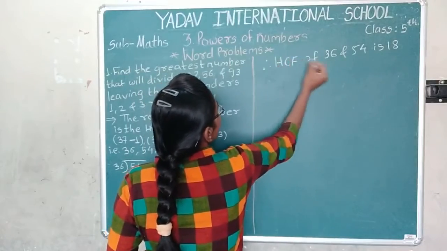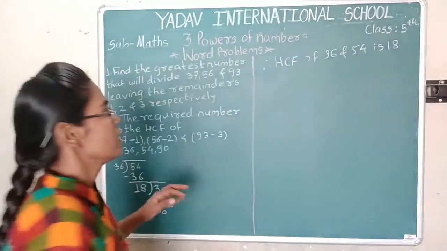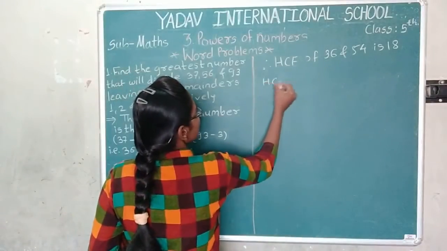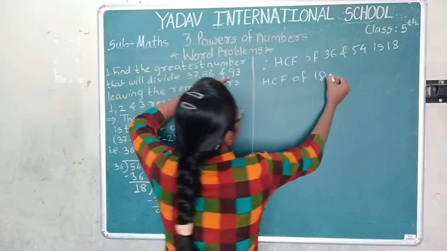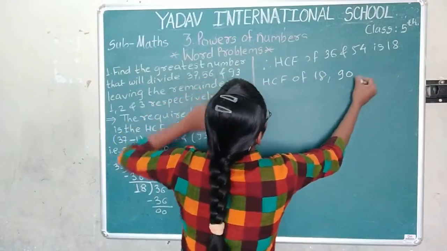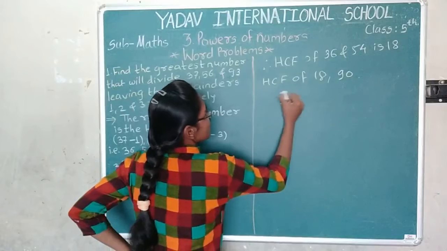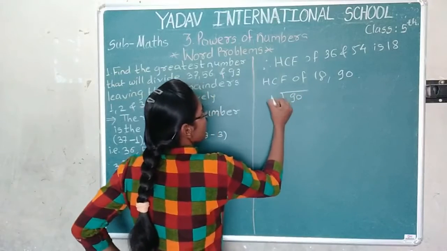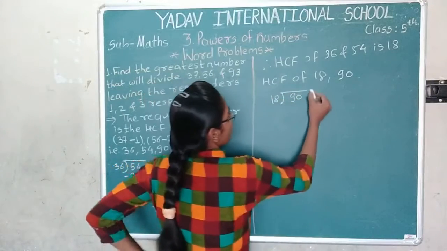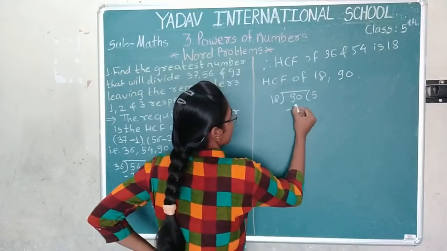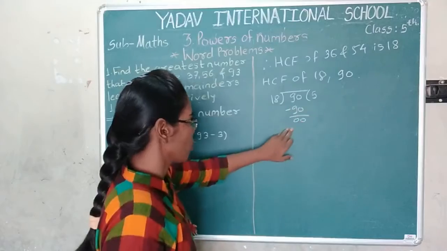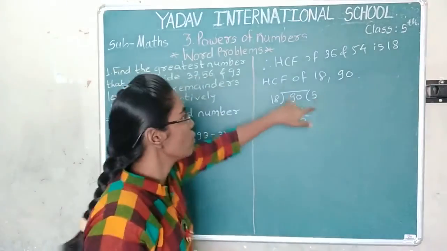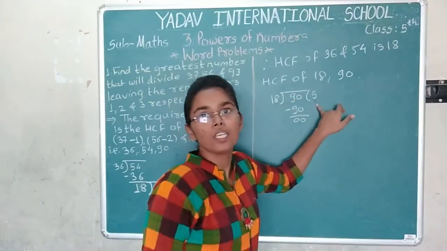The HCF of 36 and 54 is 18. Now we will find the HCF of 18 and 90. For this also we will divide the greater number by the smaller number. Now 18 fives are 90. Here we get the remainder 0. So the HCF of 18 and 90 is 18.